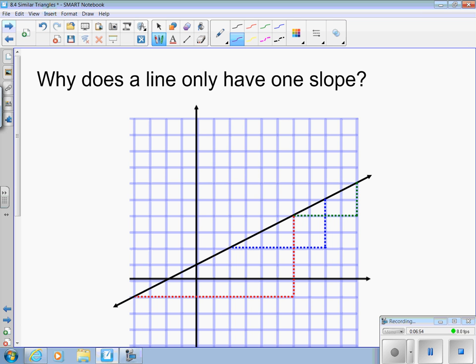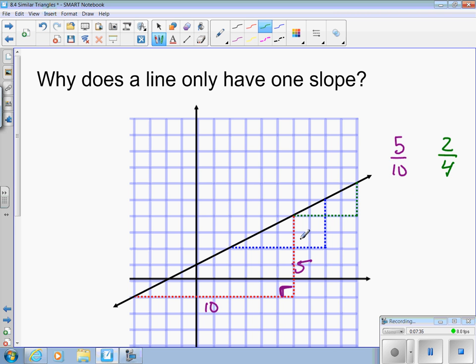One thing that you might have learned, but we can explain with what we just talked about, is why does a line only have one slope? If you notice, when you're drawing in these triangles to figure out your slope, in this red triangle you count over 4, 8, 10, and you went up 2, 4, 5. So that ratio is rise 5 over run 10. Now this triangle, you went over 4, up 2. So up 2 over 4.